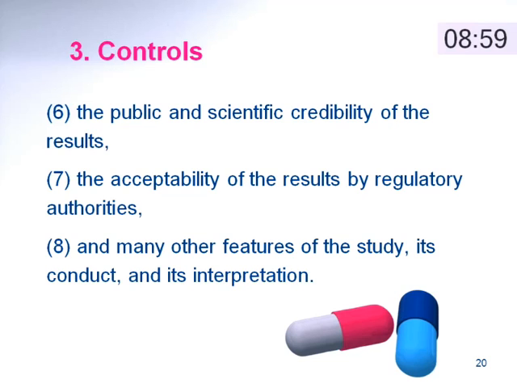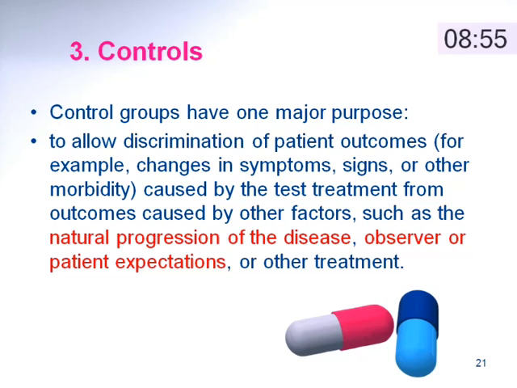And so on and so on. So I'm not going to read all of them. The control group has one major purpose. That is to allow discrimination of patient outcomes, for example, change in symptoms, signs, and other morbidity caused by the test treatment from outcomes caused by other factors, such as natural progression of the disease, observer or patient expectations.